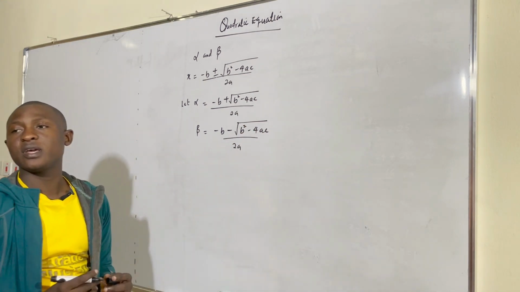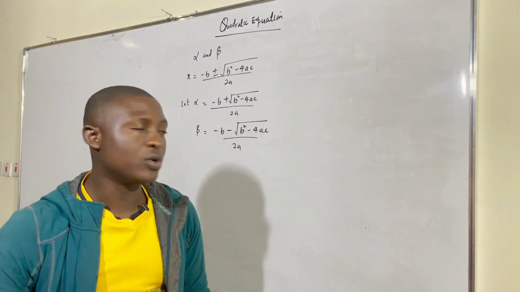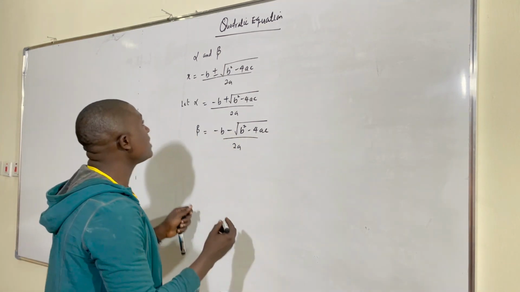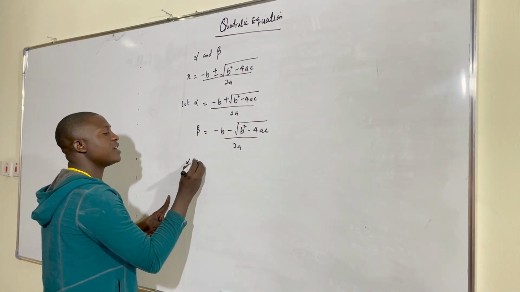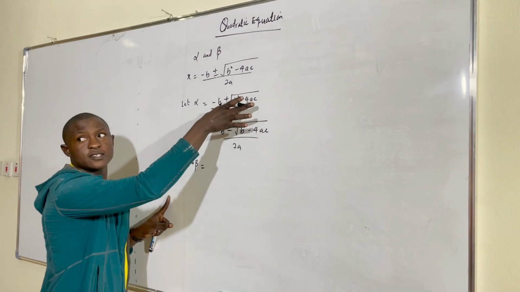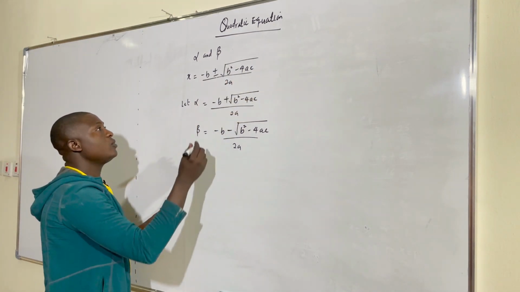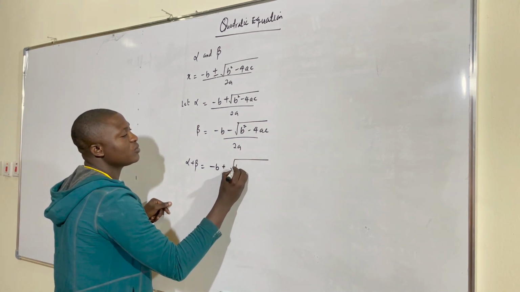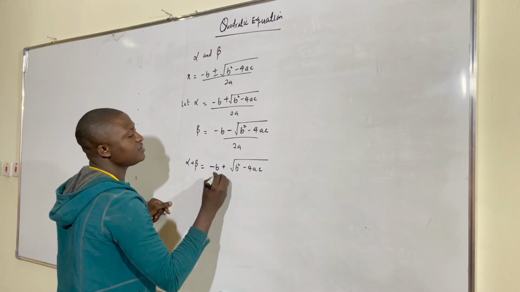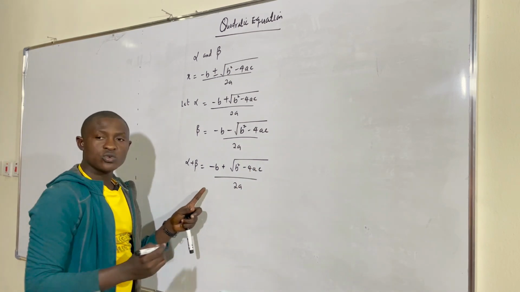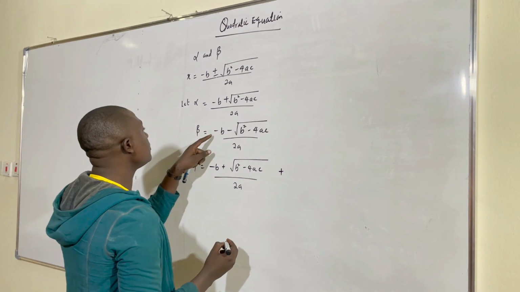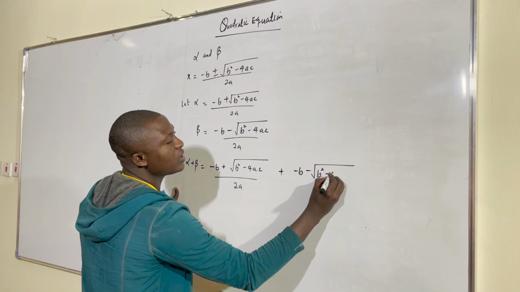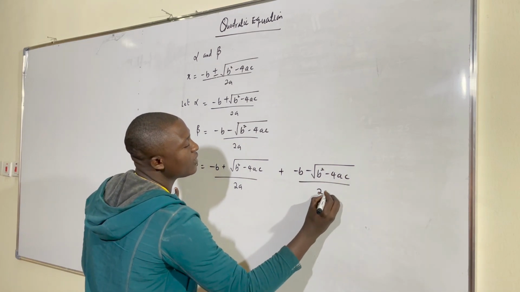So I want to find the sum here as well as the product. Now, when it says sum, what does that mean here? It means to add. Let's say I want to find the sum, alpha plus beta. So the sum we have here is the alpha, which is minus b plus the square root of b squared minus 4ac over 2a. Now plus the other one, beta, which is minus b minus the square root of b squared minus 4ac all over 2a.